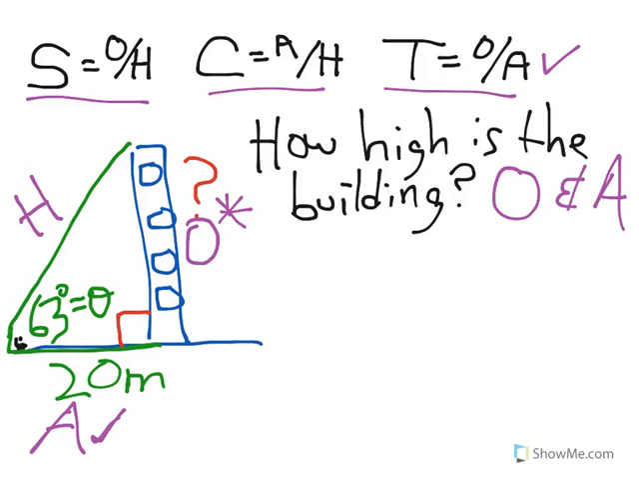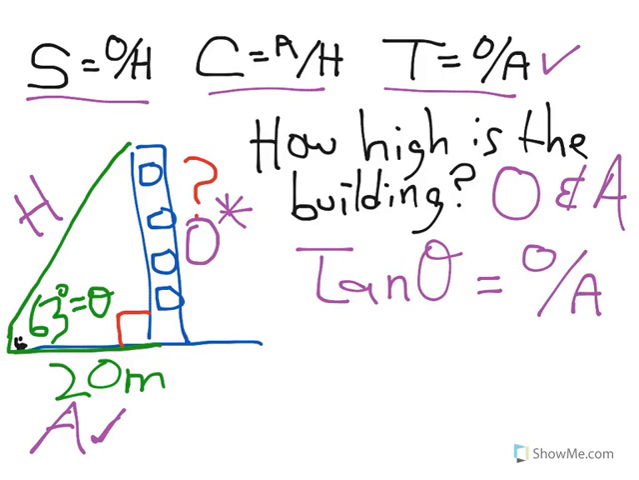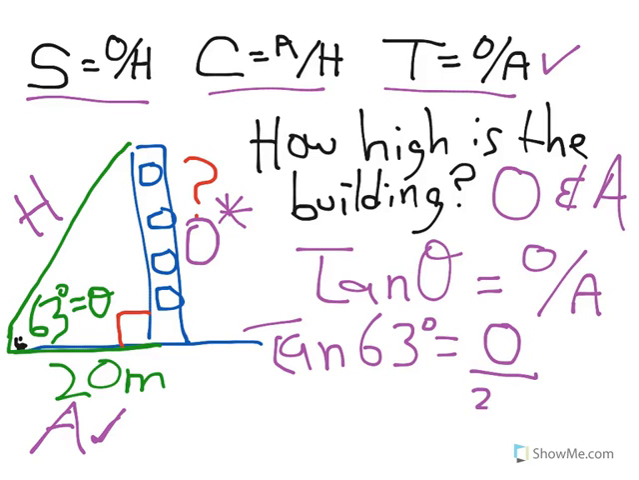So how do we set this up? Well, we do what it says. It says T equals O over A, or spelled out, that's the tangent of our angle, which we know to be 63, is equal to opposite over adjacent. Now plug in what we actually know. We know that we're taking the tangent of 63 degrees, and that's equal to the opposite side, which we don't know but we want, over the adjacent side, which is 20 meters. So the rest is calculator and algebra. Basically, we have to multiply both sides by 20.